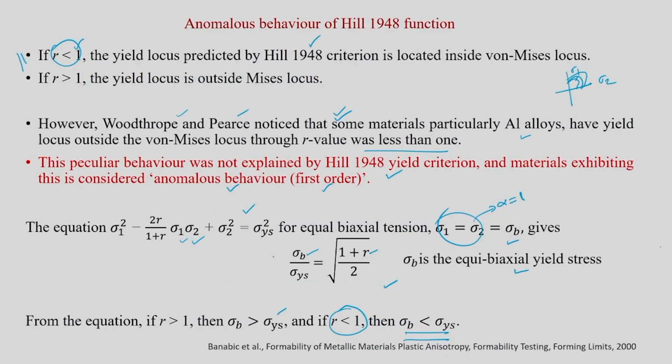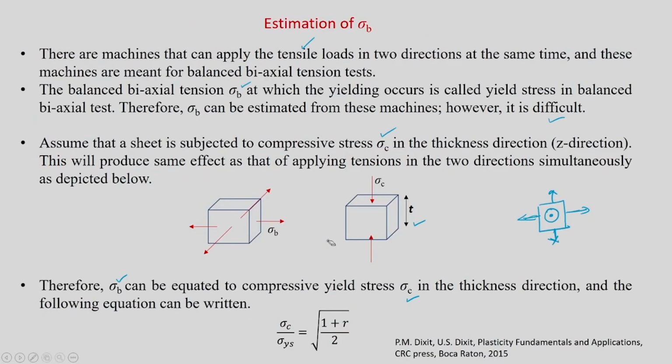Your sigma B by sigma ys we wrote equal to square root of 1 plus r by 2. This can be replaced by sigma C, which is what I have written: sigma C by sigma y is equal to square root of 1 plus r by 2. So, many times, if it is difficult for us to get sigma B, sigma C can be obtained in this way.